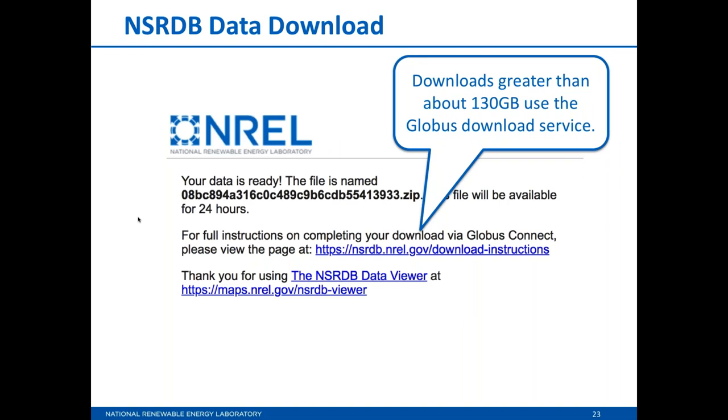Globus Connect is simply a service that provides streaming downloads with the ability to restart where you broke off. It's similar to an FTP service or a torrent service. It simply provides a more reliable download for very large downloads. Instructions are provided in the email. You click the link and it has everything you need to know.